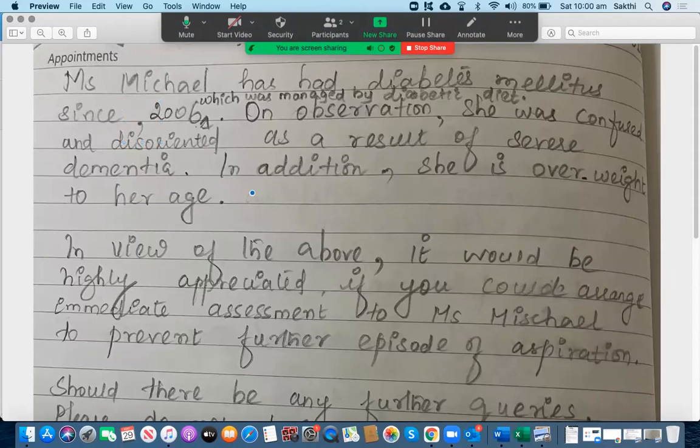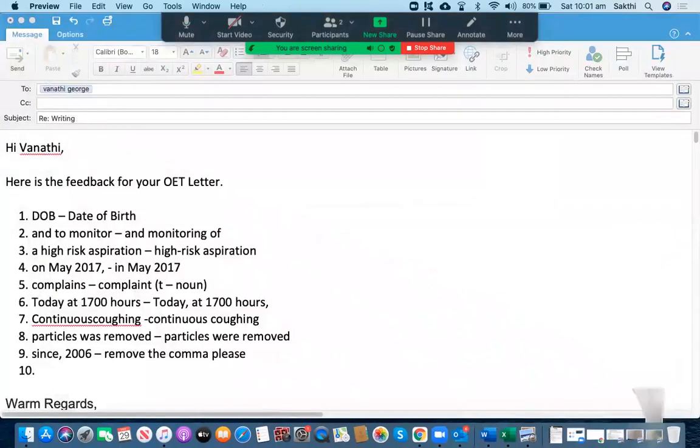Okay, since 2006, and then you have written on which was managed by diabetic diet. By diabetic diet, sir. That's okay. On observation, comma, she was confused. Okay, yep, she was confused and disoriented as a result of severe dementia. Okay. In addition, she is overweight to her age? No, overweight for her age. It's not 'to her' age.